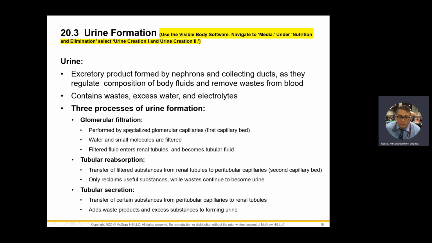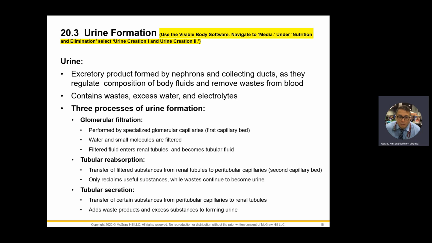So let's say, for example, my glomerulus let go too many sugars, and I need to get some of those sugars back. That's where reabsorption happens. Reabsorption is something that I accidentally filtered out and threw in the urine side, but I want to reabsorb it. I want to take it back. The prefix re means to take it back.